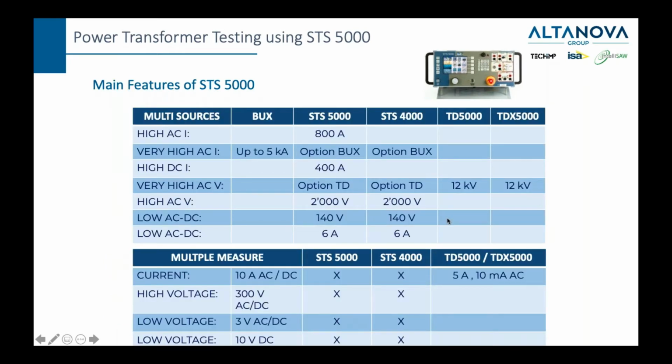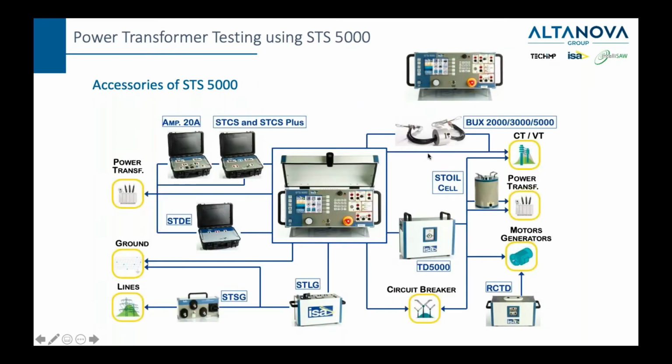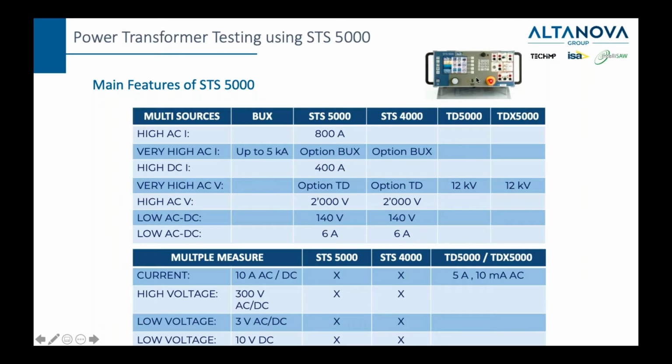So let us talk a little bit about the main features of STS 5000. Quickly, the maximum current on the device would be 800 amps AC and 400 amps DC. With the options of booster, you can go up to 2, 3, or 5,000 amps. And just to show you, this would be your booster. The device itself can generate up to 2 kilovolts. 2 kilovolts is the maximum voltage that this device without any accessory can generate.